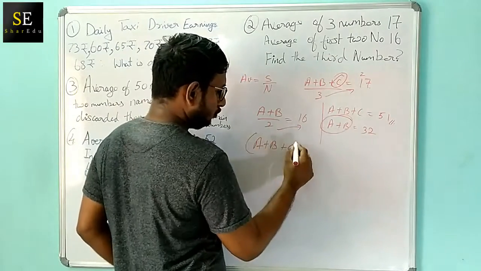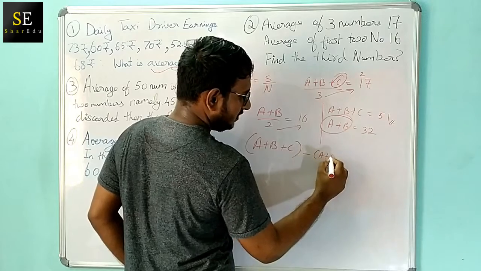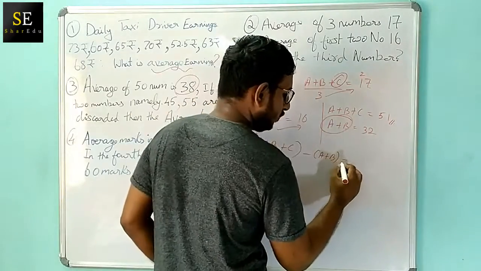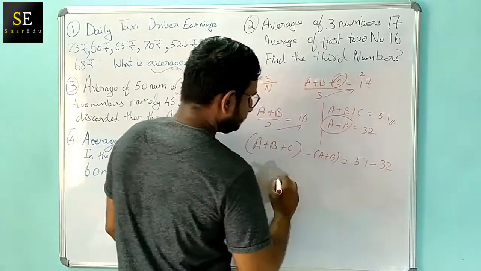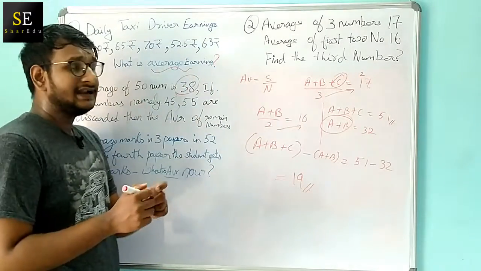So what we are going to do is A plus B plus C minus A plus B. We are subtracting A plus B from A plus B plus C. So I will get 51 minus 32, which is nothing but 19, right? So 19 is the third number.